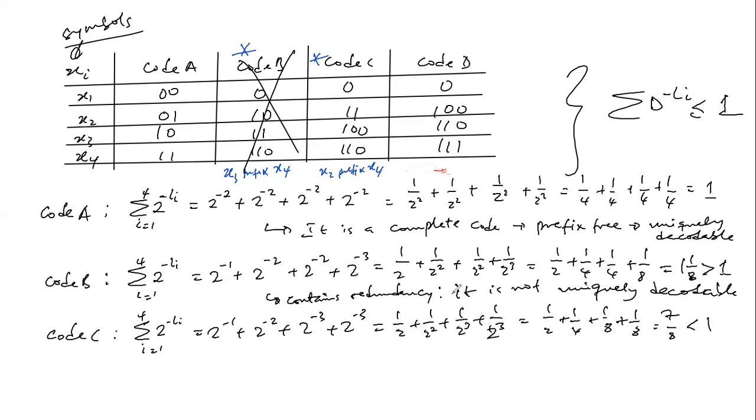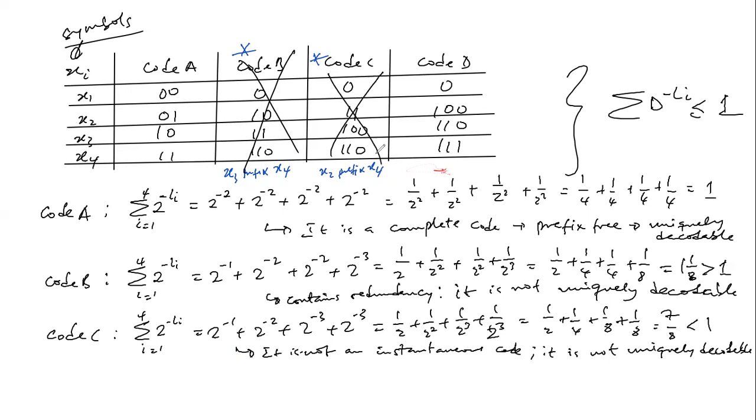So the inequality holds, okay? So we know it contains some level of redundancy because it is less than 1, but fine, it satisfies the Kraft-McMillan inequality. But is it an instantaneous code? Well, we can see that S2 is a prefix of S4, so it is not an instantaneous code. And as such, it is not uniquely decodable. So should we attempt to compress our data using this code distribution for these source symbols, then decoding will show some level of ambiguity. So we don't need this, okay, because it is not uniquely decodable.